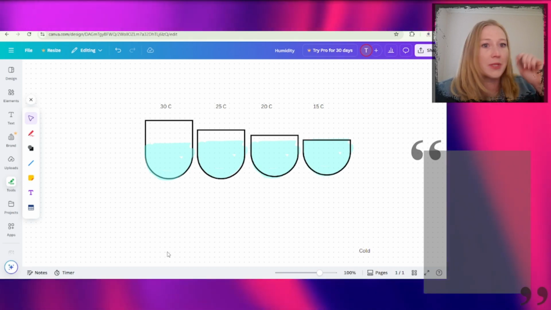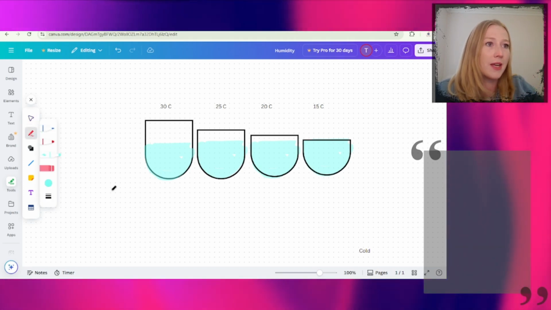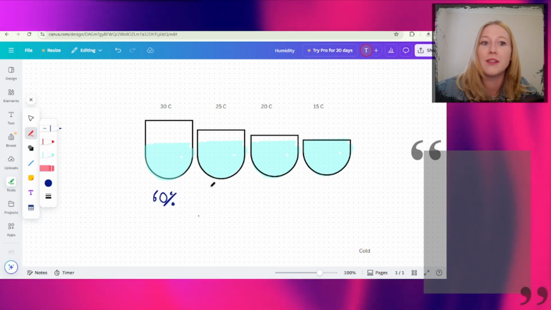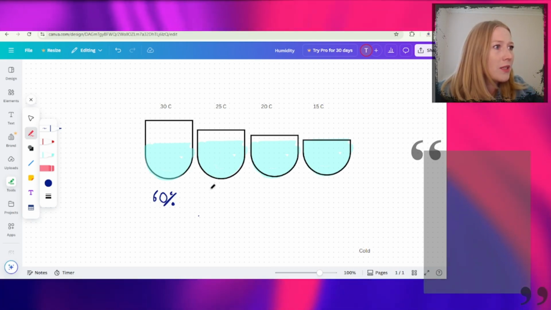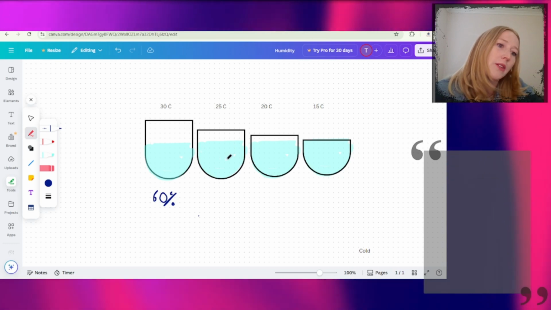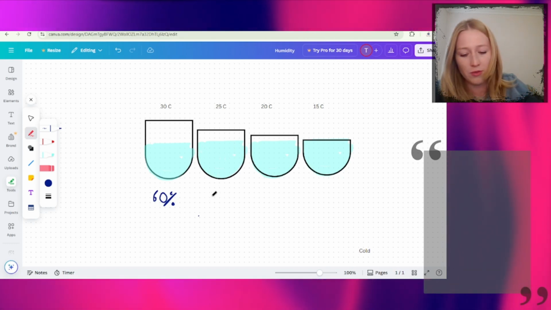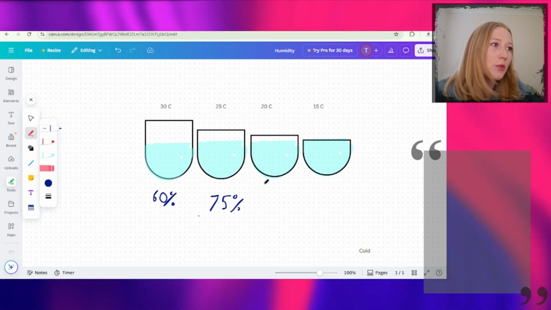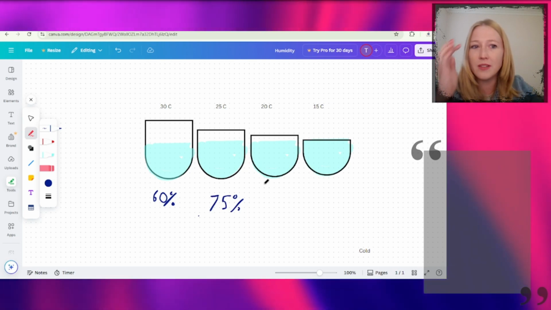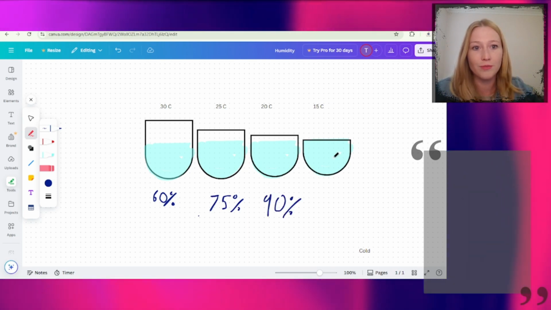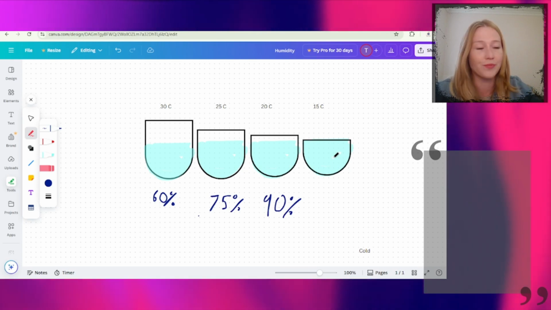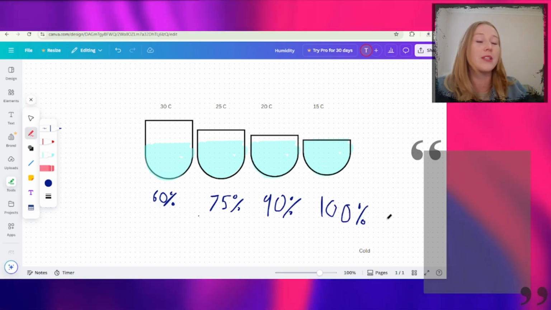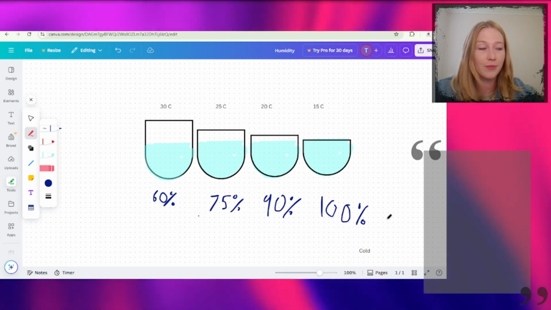Let's put in some percentages for each of these. Let's say 60? 60, sure. So that's about 60% full, so 60% humidity. This one looks a bit more like a 3/4 kind of thing. So let's say 75. There we go. This one is almost full, should we say like 90%? And then this one is full. It can't hold any more water. So that is 100%. Okay, so the last one, the 15 degrees, is 100%. It is full. It is done.